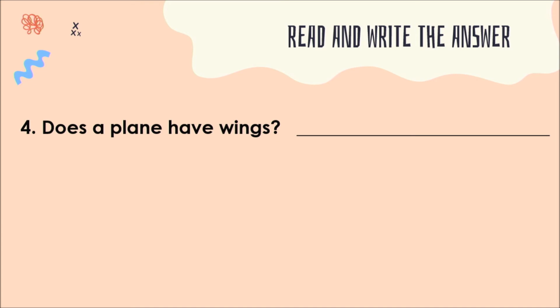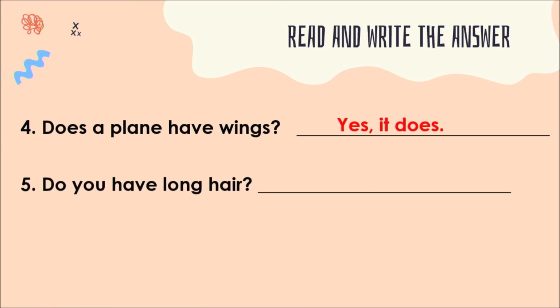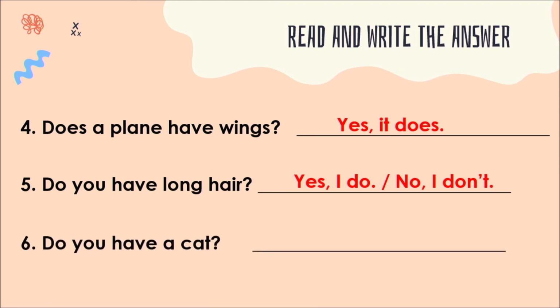How about number 4? Does a plane have wings? Yes, it does. How about number 5? Do you have long hair? So for this answer, you may answer yes, I do, if you have long hair. But if you don't, you may answer with, no, I don't. Okay, the negative. Next, number 6. Do you have a cat? For this question also, kids, you may answer yes, I do, if you have a cat. And no, I don't, if you don't have.